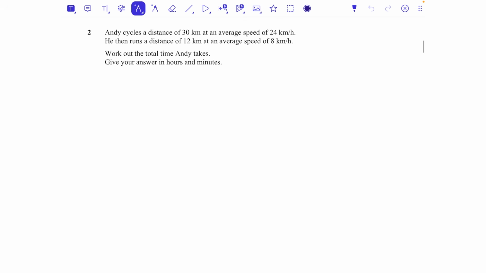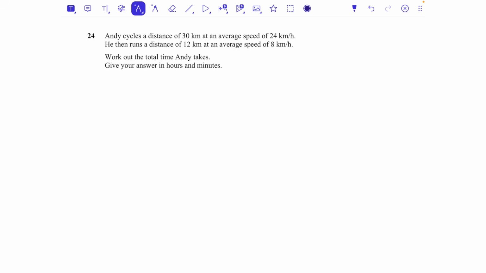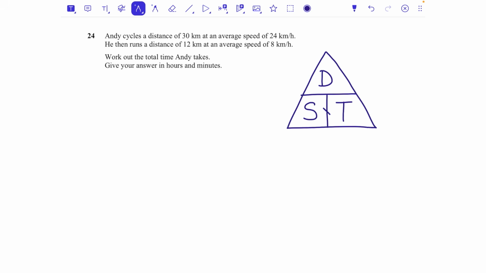Question number 2. Andy cycles a distance of 30 kilometres at an average speed of 24 kilometres an hour. Before I go any further, I'm going to draw my speed, distance, time triangle. So speed, distance, time. If I want distance, I would do speed times time. If I want speed, you'd cover that up and do distance divided by time, and again if you want time, distance divided by speed. So there we go, that's really helpful. He then runs a distance of 12 kilometres at an average speed of that, work out the total time. So if we want time, we would cover up the t, and it's going to be distance divided by speed.